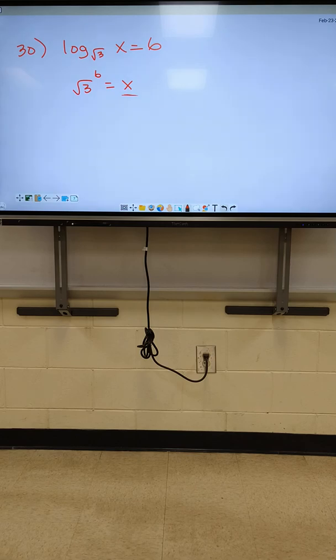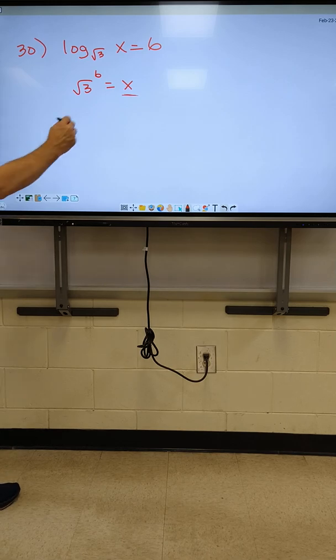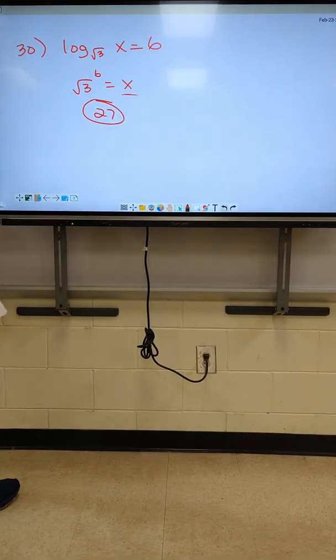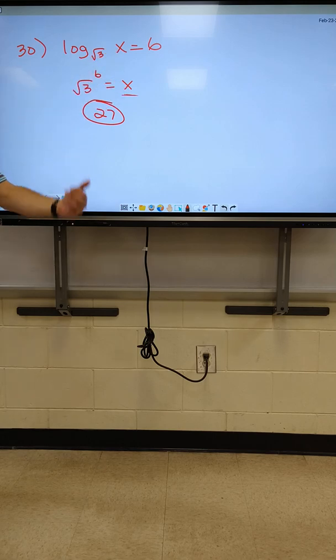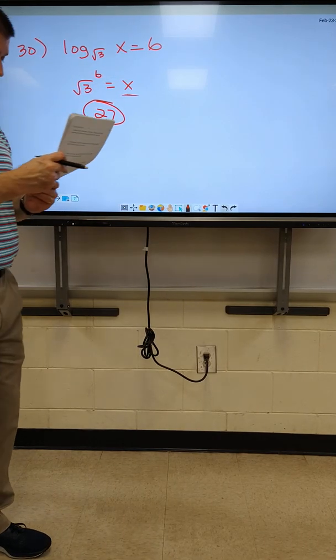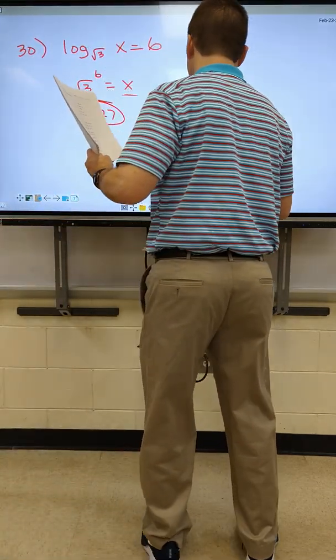Everybody make sure you know how to type it in. Root 3 to the 6th power. What'd y'all get? I got 27. All right, question about that one? So when the x is in that spot right there, it's going to be the easiest type. You're just going to type it in. All right, that's 30. Let's do 31.